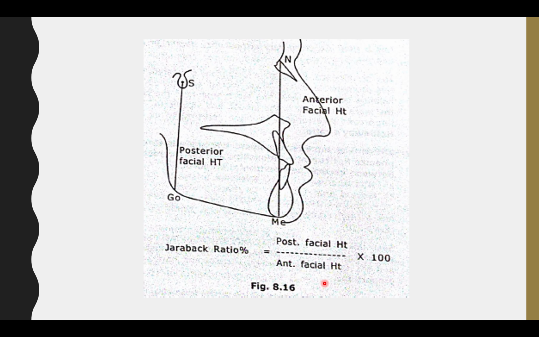If it is greater, it is a short face. That means if the Jarabak ratio is 70, it indicates a short face. That means the posterior facial height is higher, anterior facial height is lower.